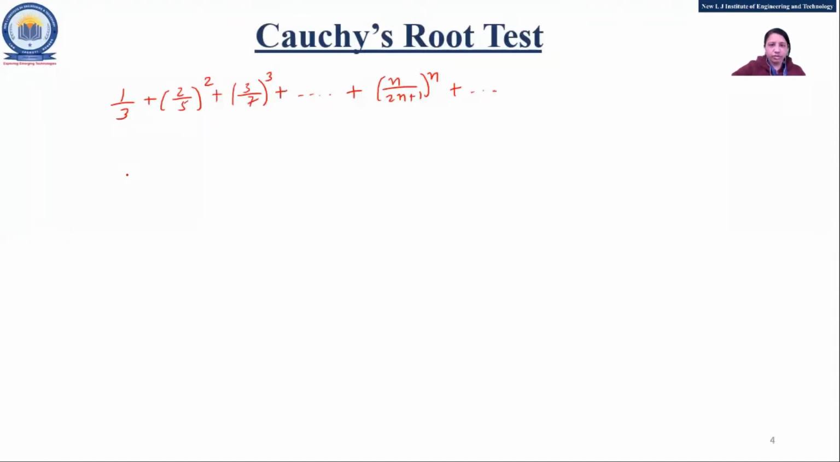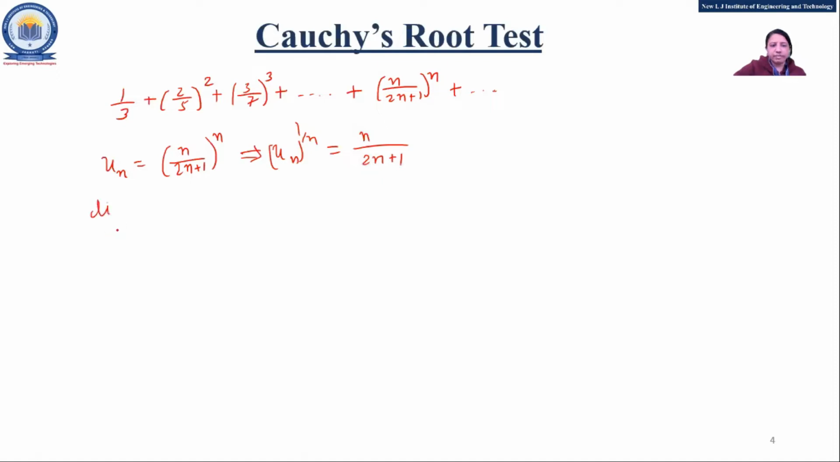Fine. So our series is n upon 2n plus 1 raised to n, right? So we'll take un equal to n upon 2n plus 1 raised to n. Now we need to find un raised to 1 by n. So this n is supposed to be cancelled out. So we can write un raised to 1 by n as only n upon 2n plus 1.